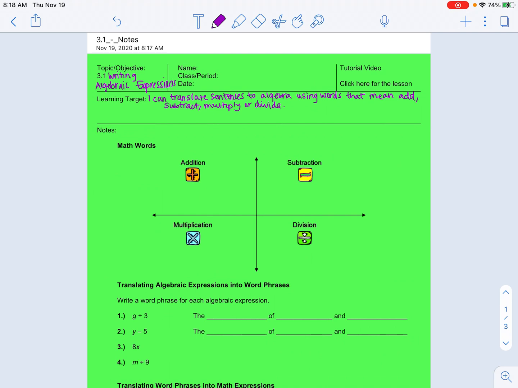Today we are going to start our first unit of Chapter 3, which is all about algebra. So today's lesson is all about writing algebraic expressions, and our learning target is that I can translate sentences to algebra using words that mean add, subtract, multiply, or divide.